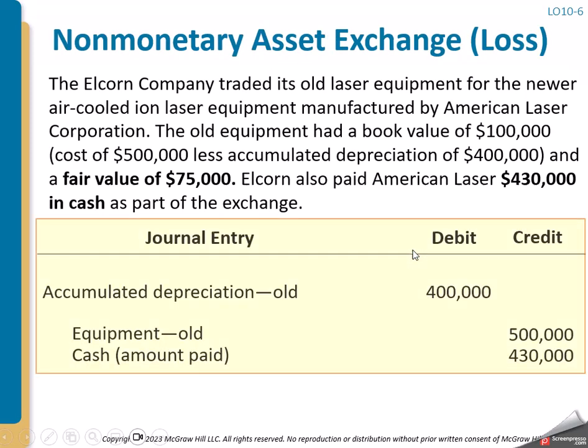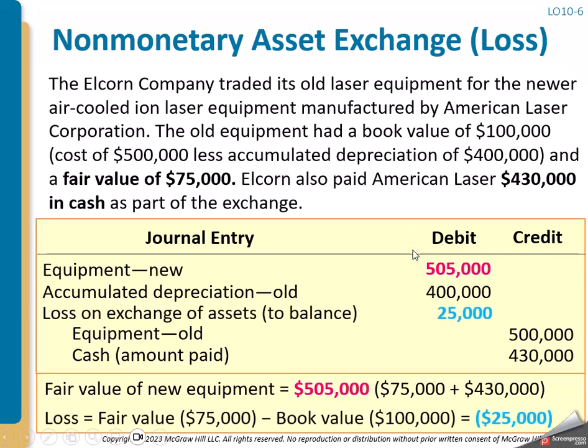So sometimes it's easiest to just set up the journal entry like they've done here. So we know the old asset, the accumulated depreciation and the cost. We know the cash paid. They tell us that the fair value of the new asset is $505,000. Are they computing that though? Here, the old equipment has a fair value of $75,000 and then the cash that they're giving up. So that's how they calculate that $505,000.